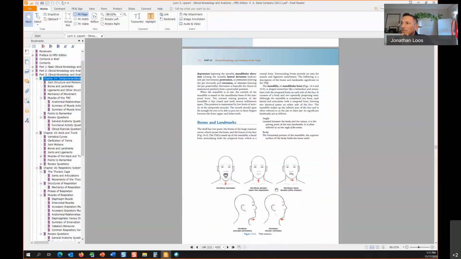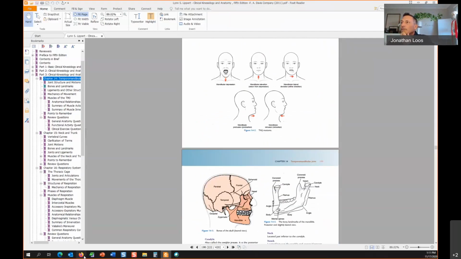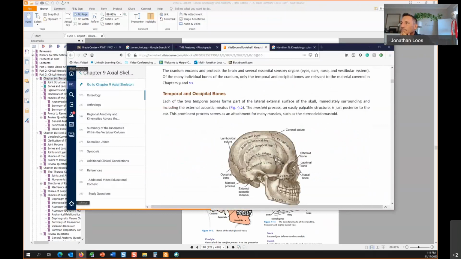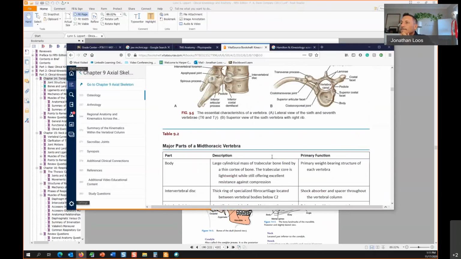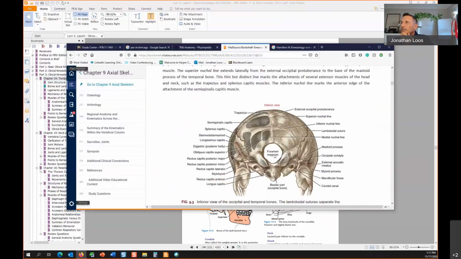Let me see if there's another image of that. I happen to have a cervical spine. Pull up. It's funny, I just need a head and neck image.